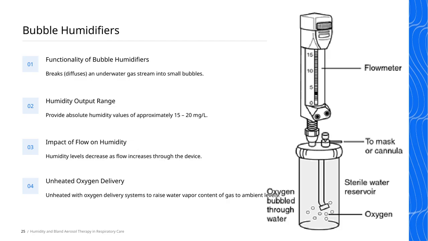So, to sum up, bubble humidifiers work by diffusing gas into small bubbles underwater, which helps add moisture. Their humidity output is fairly consistent, but increasing the flow can reduce the humidity delivered. Understanding how these devices operate is key to ensuring effective respiratory care and maintaining patient comfort.